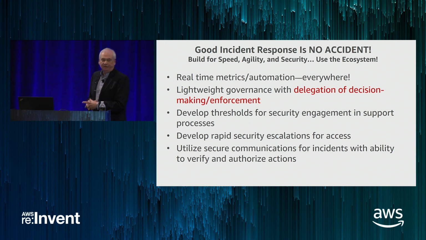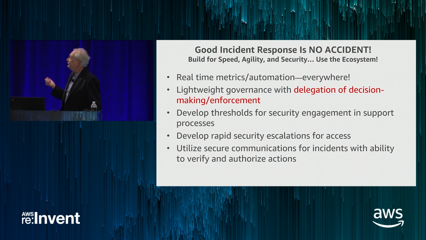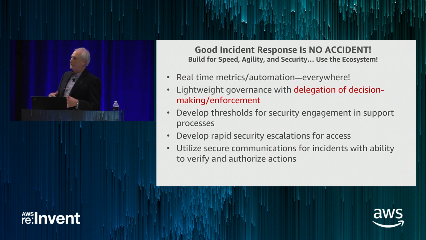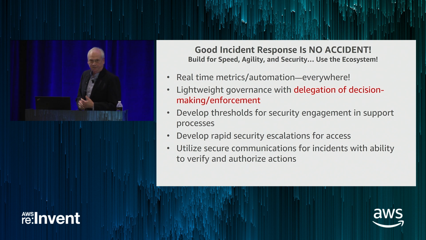Bottom line we're getting here is incident response is no accident. You want to build for speed, agility, and use everything in the ecosystem that AWS gives you. We have a lot of real-time telemetry and metrics that we offer, and you can use those to automate responses everywhere. For example, if you get an alert from AWS GuardDuty, or AWS Config that somebody has opened a port that's not supposed to be open, you can in real time automate and close that down.